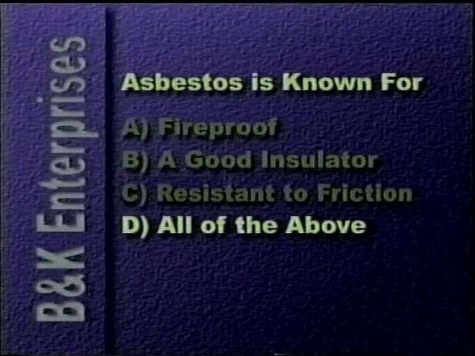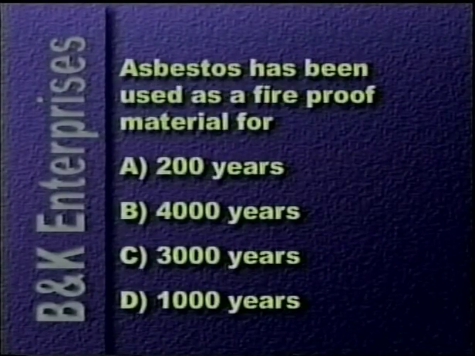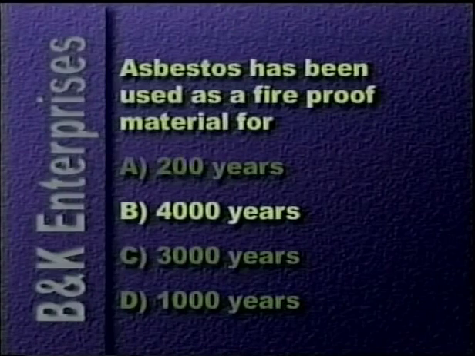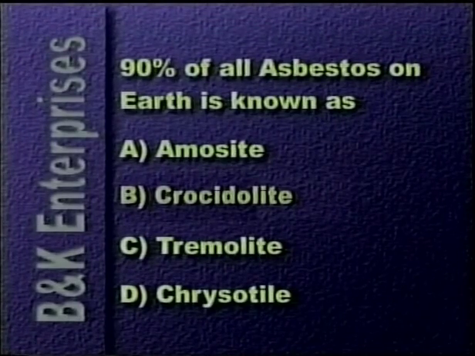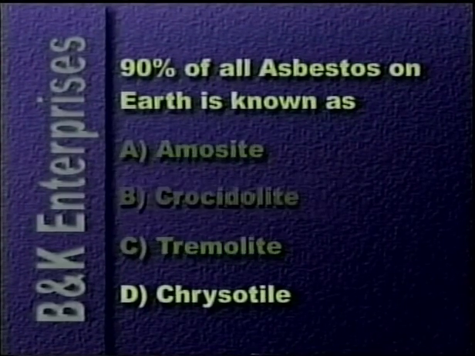Number 2. Asbestos has been used as a fireproof material for how many years? A. 200, B. 4,000, C. 3,000, or D. 1,000. The correct answer is B. 4,000 years. Number 3. 90% of all the asbestos known on the face of the earth is what type? A. Amosite, B. Gracitolite, C. Tremolite, D. Chrysotile. The correct answer is D.